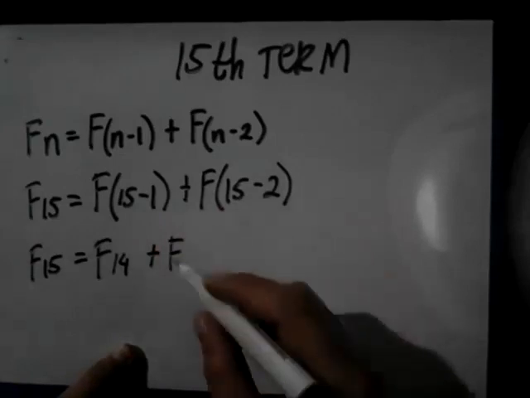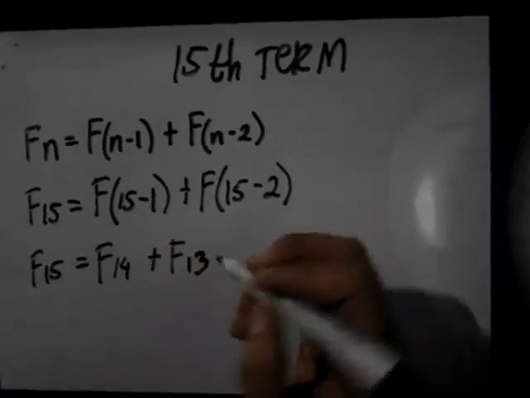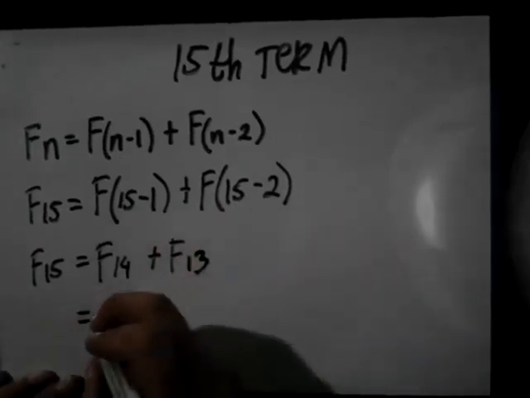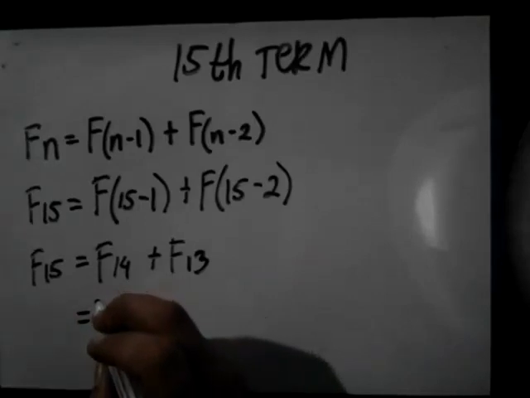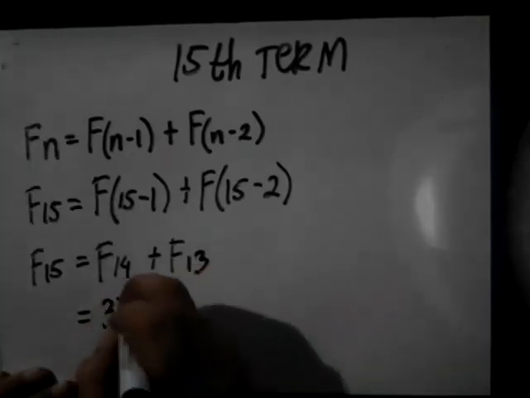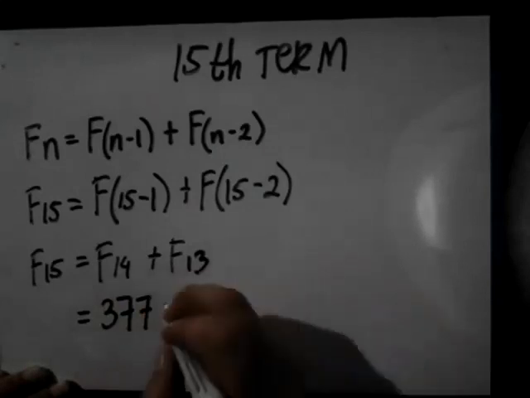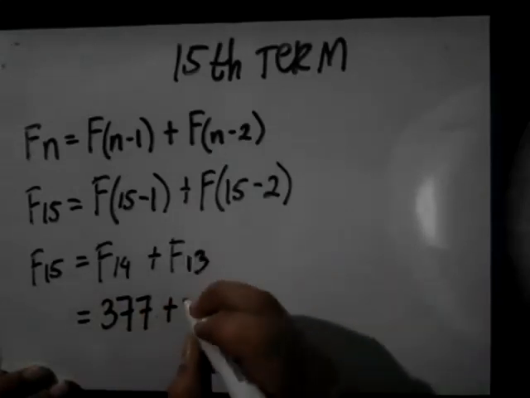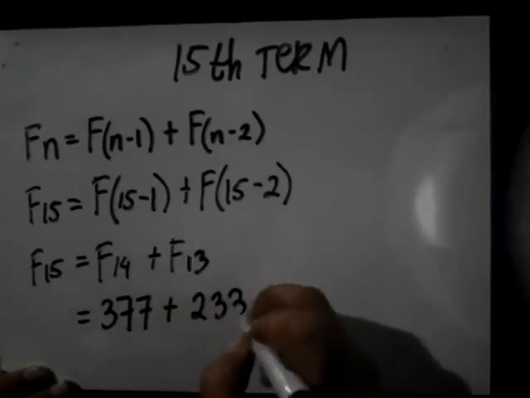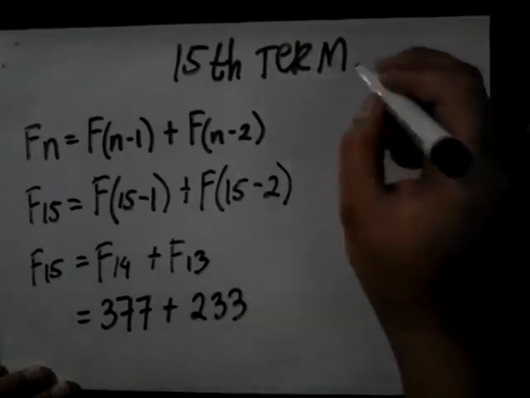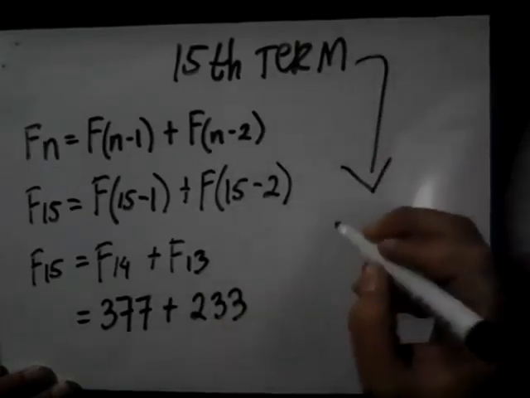So f of 15 is equal to f of 14 plus f of 13. Our f of 14 is equal to 377 plus our f of 13 is equal to 233. Therefore, the 15th term of the Fibonacci sequence is equal to 610.